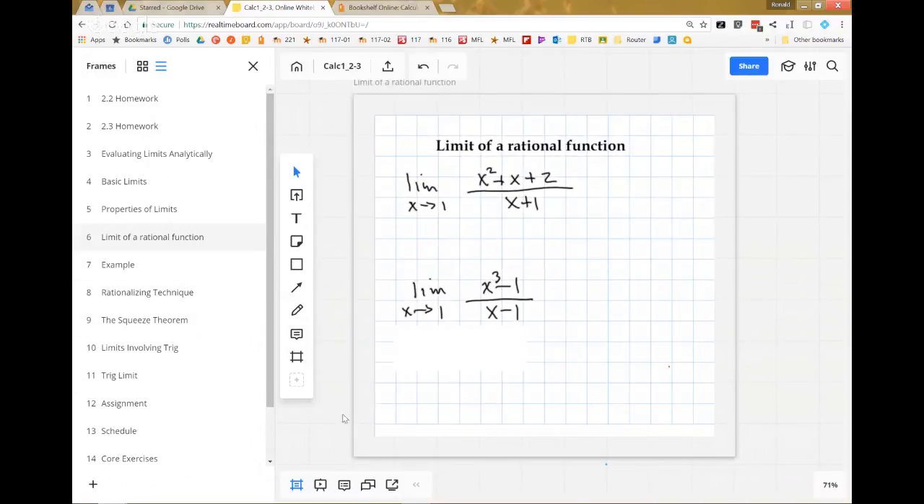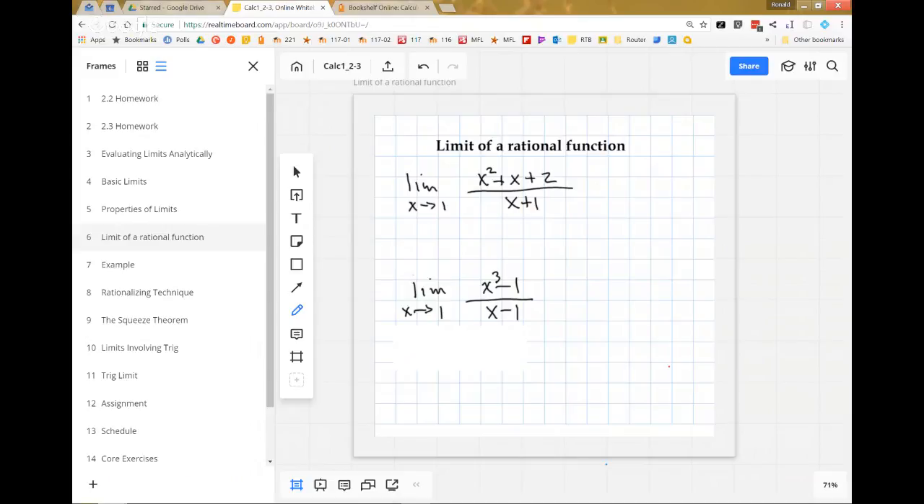Okay, so now let's take a look at some algebraic fractions. What happens? The first thing you do with the limit as x approaches 1 is you try to substitute in 1 for x. And what happens when you do that in this problem?